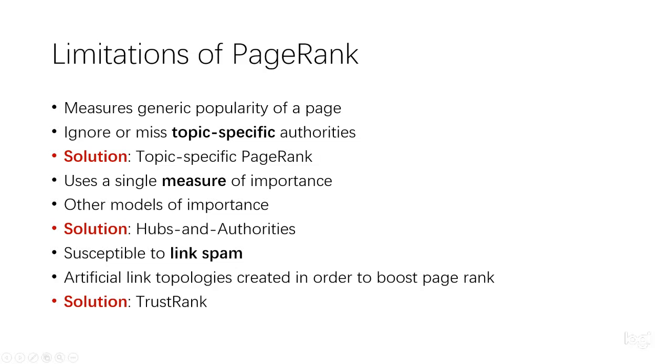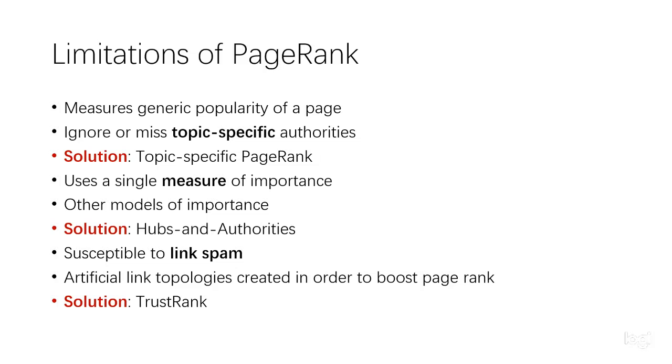There are also limitations of PageRank. For example, it measures the generic importance of the page. We didn't include topic specificity, for example, what are the pages related to platform design? The solution is to have a topic-specific PageRank algorithm. And we also have other measures of importance which we didn't include in PageRank. The solution is hubs and authorities.